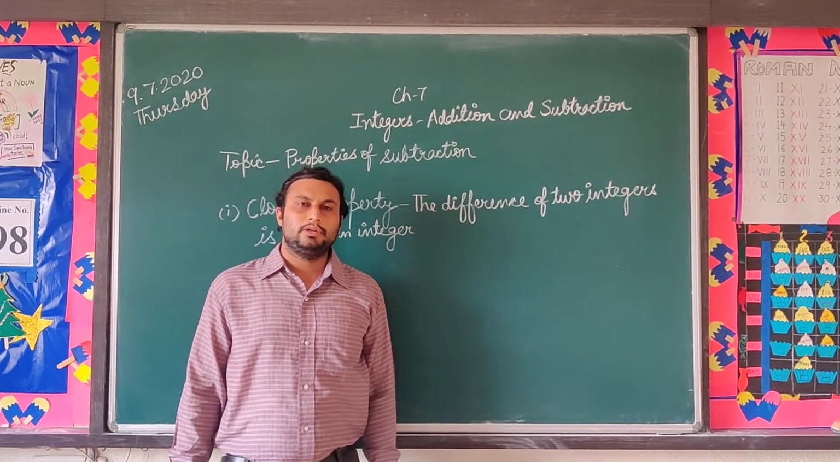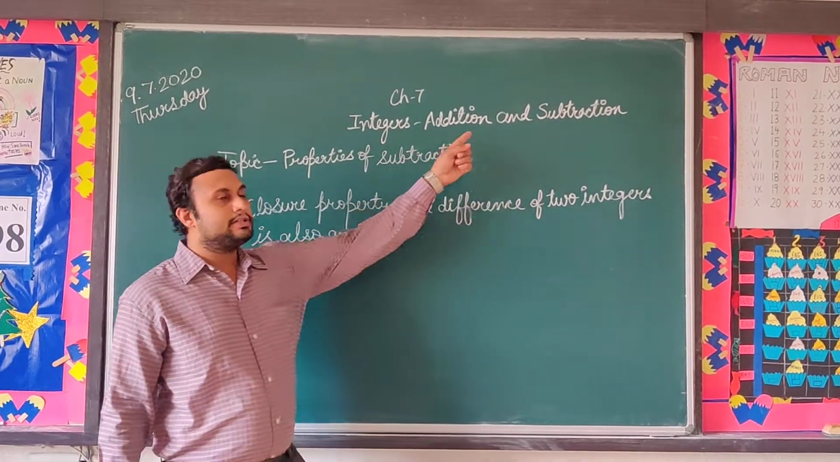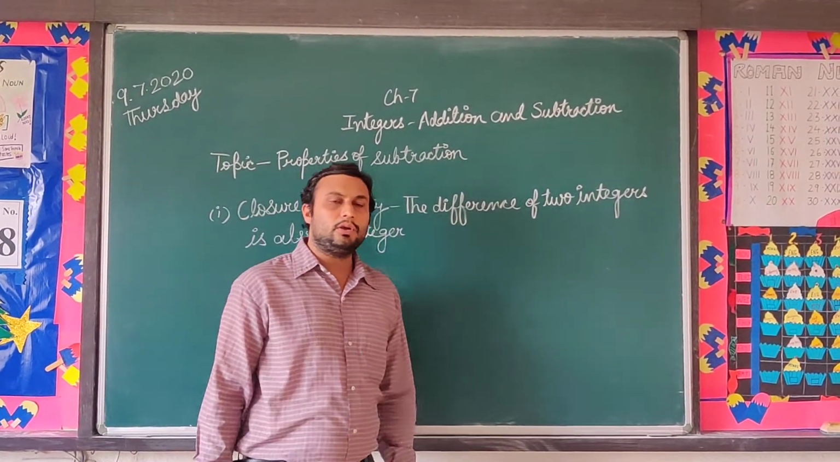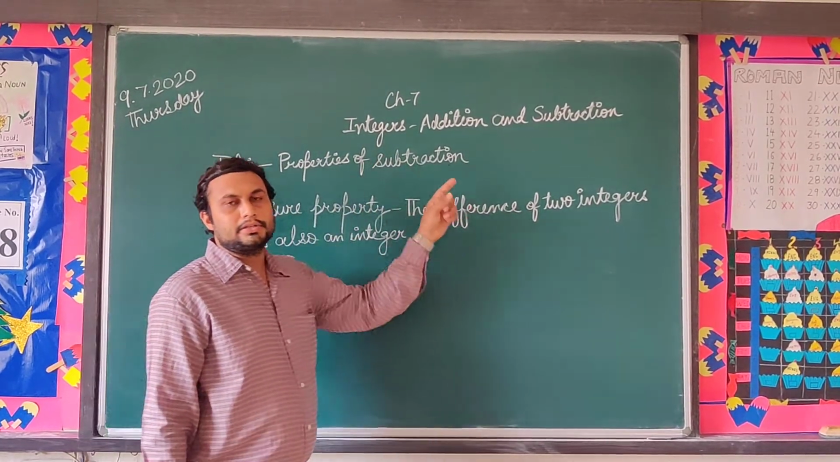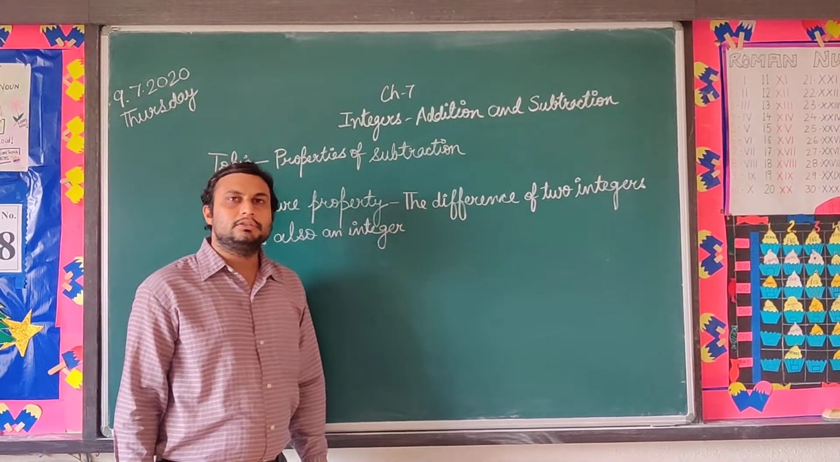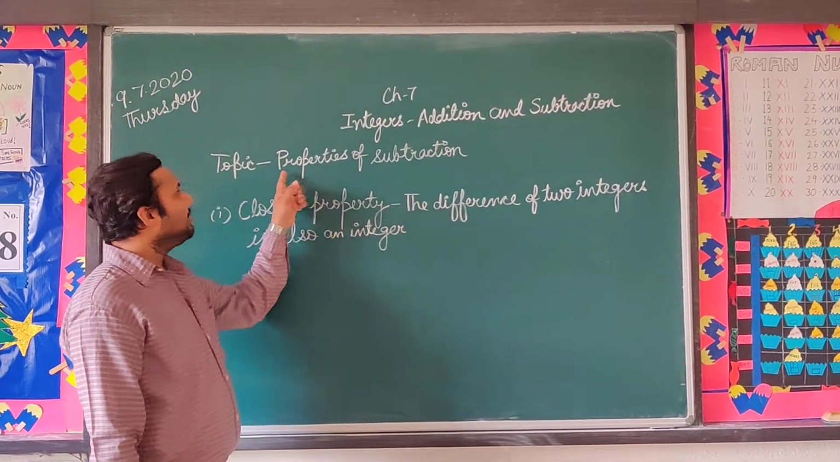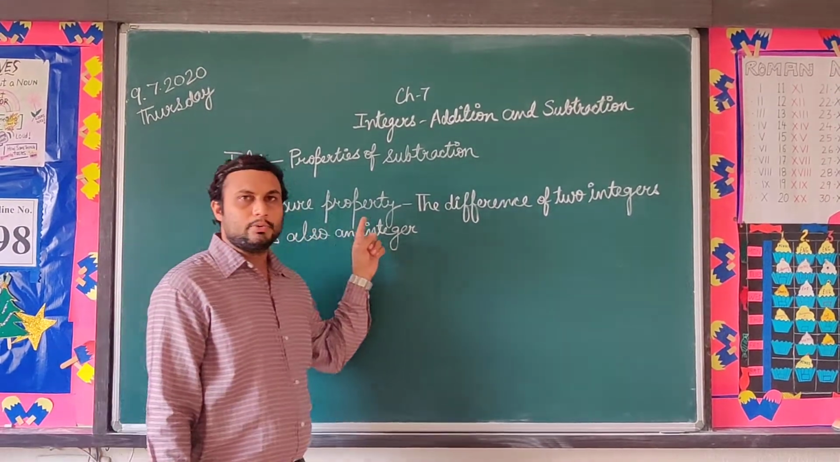Today we are going to continue our chapter 7, integers, addition and subtraction. Today we are going to discuss the topic property of subtraction. Just like we have studied the property of addition, we also have to study the properties of subtraction. Now the first property is closure property.